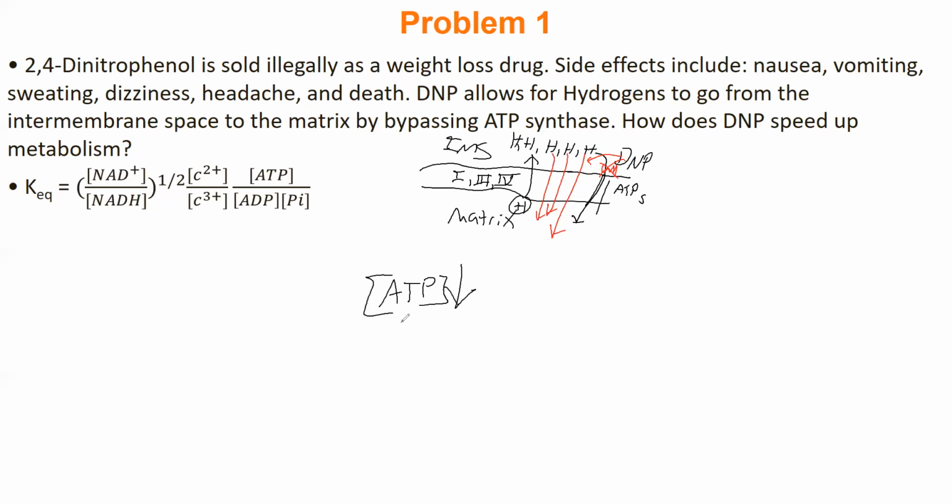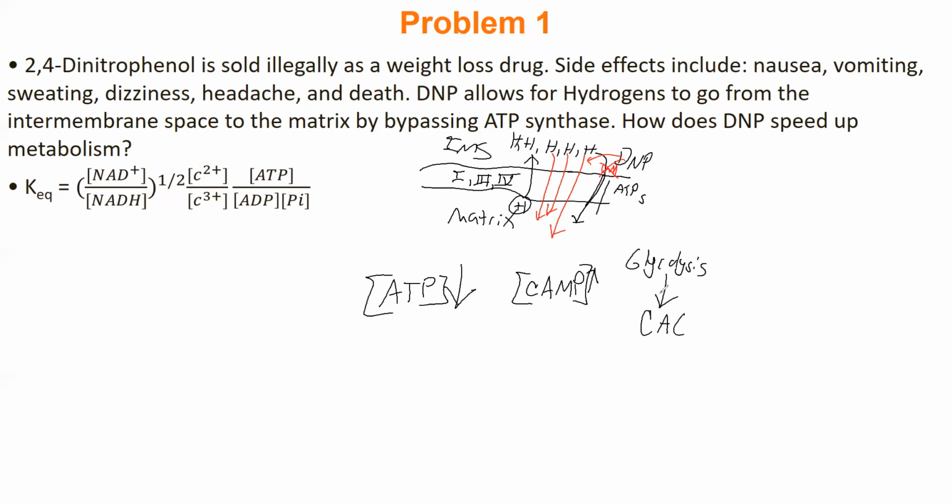And as we've learned, when ATP goes down, cyclic AMP is going to go up. The reason for this is that you're not remaking ATP, so any ATP in your cells you're going to use and not replenish, so it's all going to turn into cyclic AMP. One of the things that cyclic AMP does is turn on glycolysis, turn on the citric acid cycle.